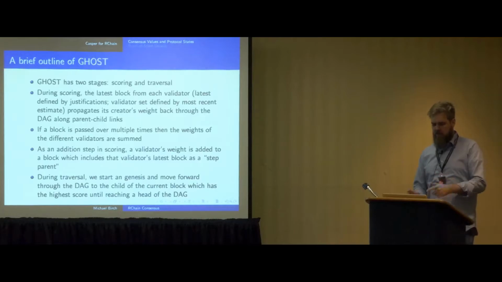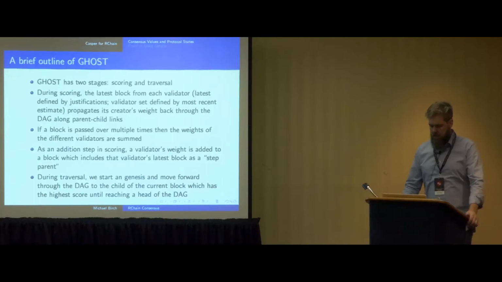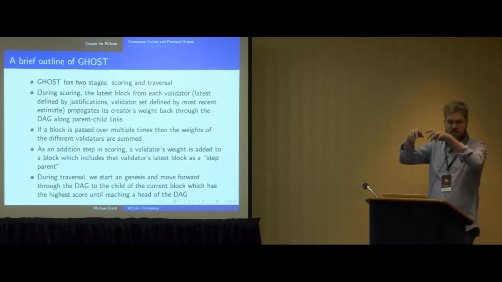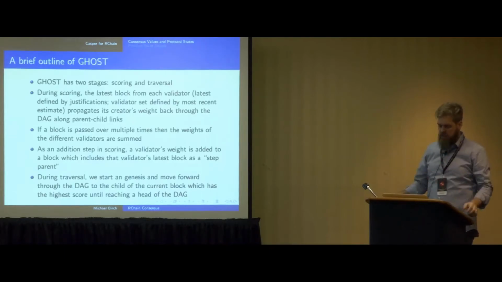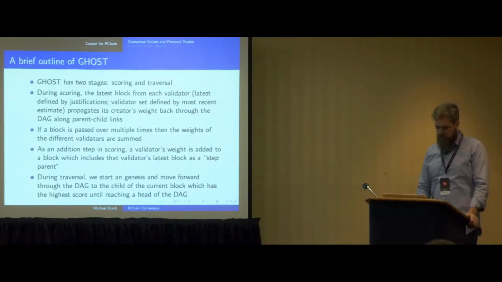So there's scoring and traversal. During scoring, latest block from each validator, where latest is defined by the justifications. It's the stuff at the end of the graph where new things can be attached on. It propagates its creator's weight back through the DAG along parent-child links. If a block is passed over multiple times, the weights are summed. As an additional step in scoring, a validator's weight is added to a block which includes that validator's latest block as a step parent. During traversal, we start at genesis and move forward through the DAG to the child of the current block, which has the highest score.